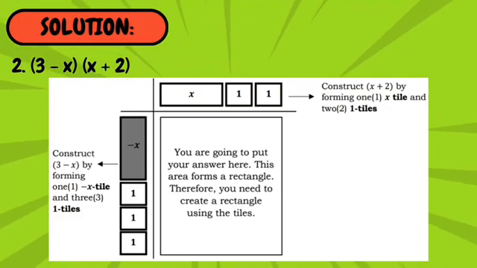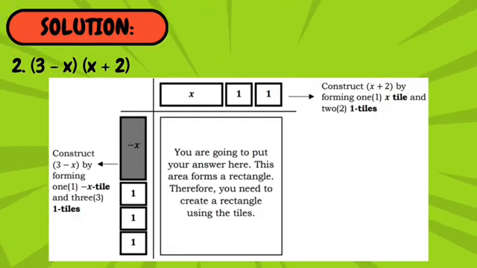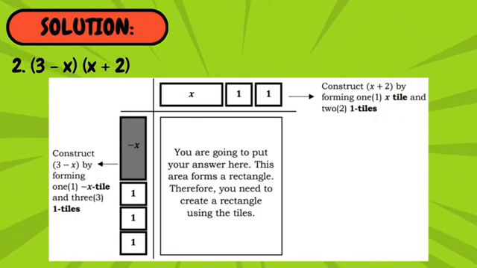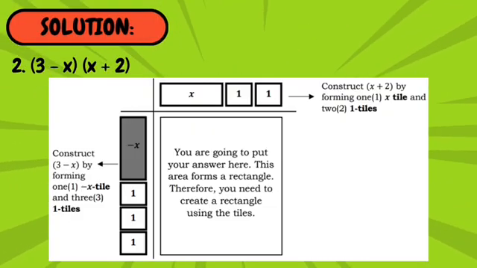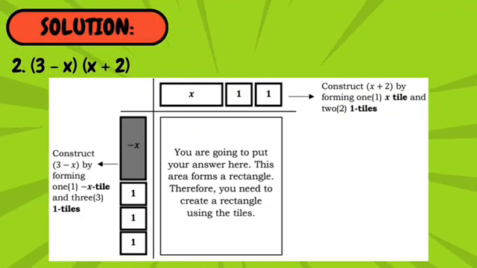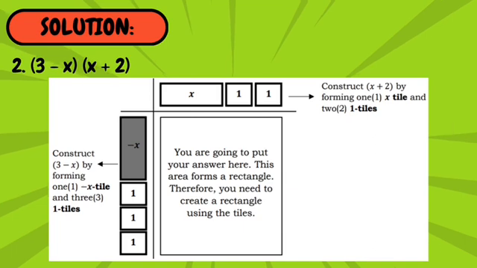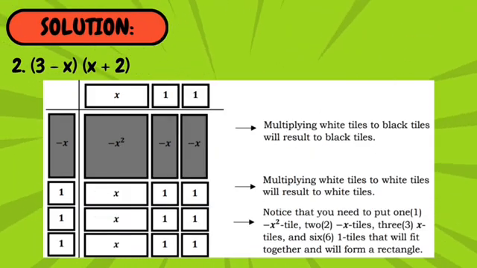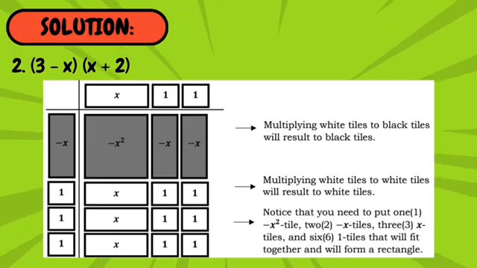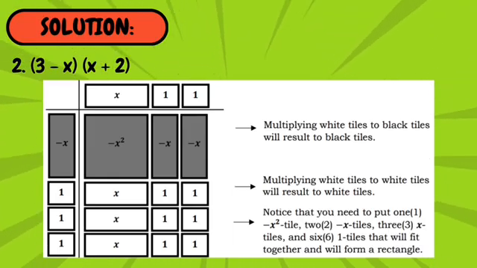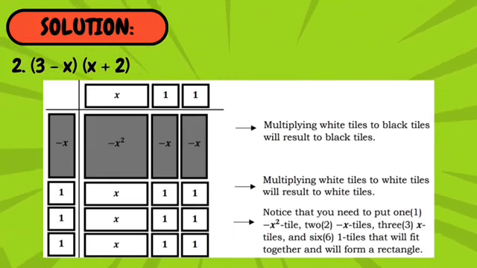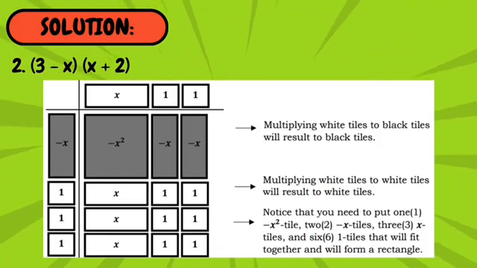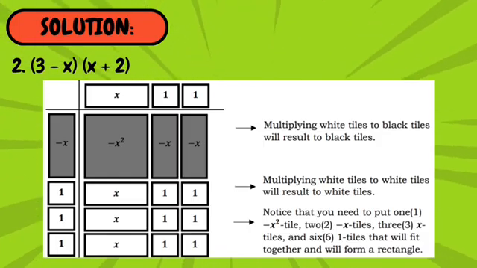So, in the middle or inside of the table, you are just going to put your answer there. That area forms a rectangle, therefore you need to create a rectangle using tiles. So remember, multiplying white tiles to black tiles will result to black tiles, just like multiplying positive numbers to negative numbers. Also remember that multiplying white tiles to white tiles will result to white tiles.